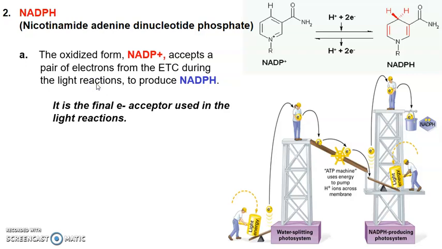So, the oxidized form is NADP+, the uncharged form that's missing electrons. What we're going to see is, during the light reactions, the first step in photosynthesis, this molecule will accept a pair of electrons coming from an electron transport chain. When it accepts a pair of electrons, NADP+ becomes reduced, and the fully charged version of it would be NADPH. So during the light reactions, NADP+ is the final electron acceptor that is being used.